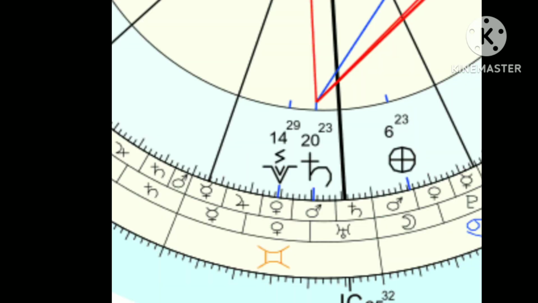Vesta is represented by the symbol that looks like a V with a squiggle on top. That's pretty easy because it's V for Vesta, and the little squiggle represents the sacred flame.